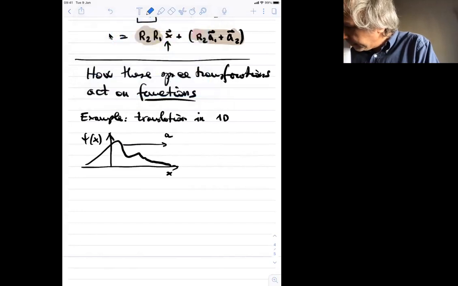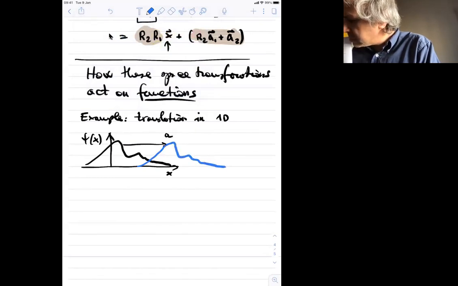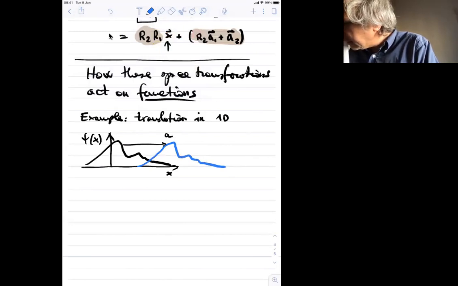Okay, see if I can. So every point is translated by a, something like this. Is it clear? Okay, so every point, maybe it's not particularly nice here. This point corresponds to this point, and so on and so forth. Okay, so all these objects are A.